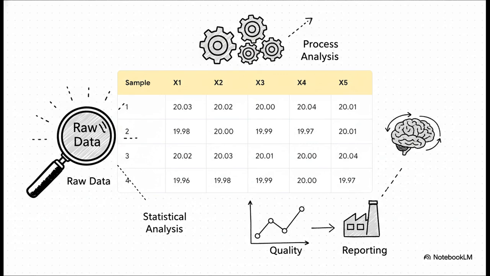And this is your raw data. 4 samples, 5 measurements each. I know at first glance it might just look like a bunch of numbers, but trust me, hidden inside that table is the secret to understanding exactly what this process is doing. Your job is to unlock it.